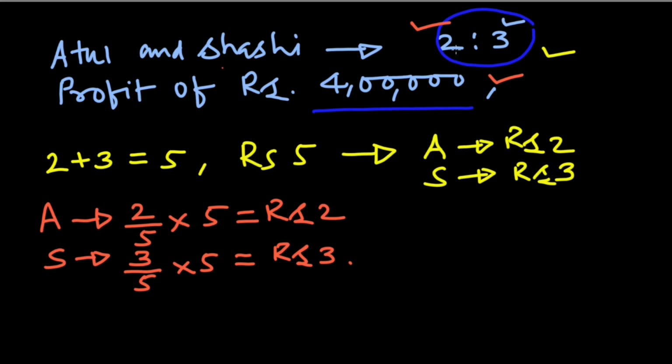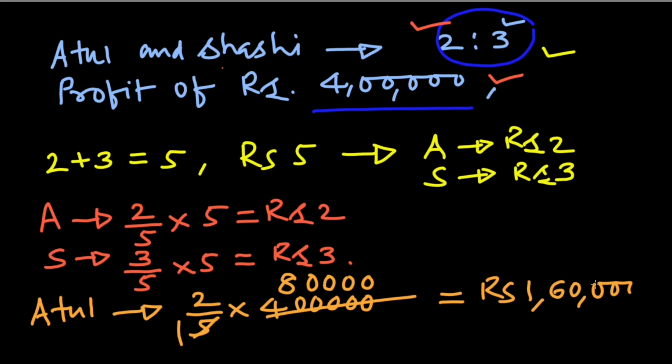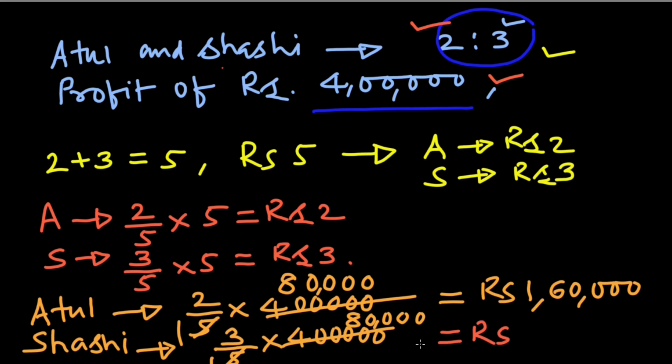So therefore, in order to distribute the profit of rupees 4 lakh in the ratio 2 is to 3, we will add 2 plus 3, that gives us 5. So Atul will get 2 by 5 multiplied by 4 lakh rupees. 5 ones are 5, 5 eights are 40. That is rupees 1 lakh 60,000. And Shashi should get 3/5 multiplied by 4 lakh, that will be rupees 2 lakh 40,000. This is how the profit made by Atul and Shashi can be divided in the ratio of their investment.